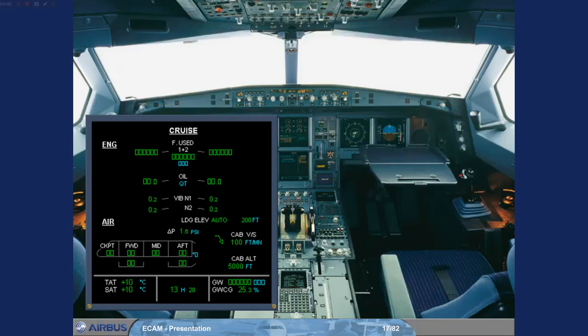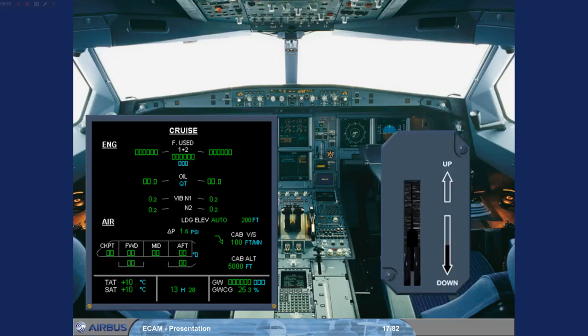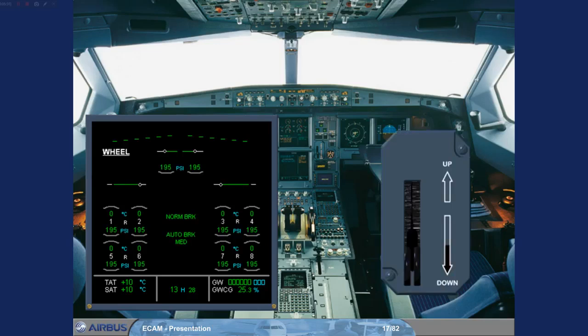Under normal conditions, the Ecam system provides the pilots with the information that they need to know for the particular phase of flight, no more, no less. As an example, during the approach, when the landing gear is extended, the Ecam wheel system page is automatically displayed.